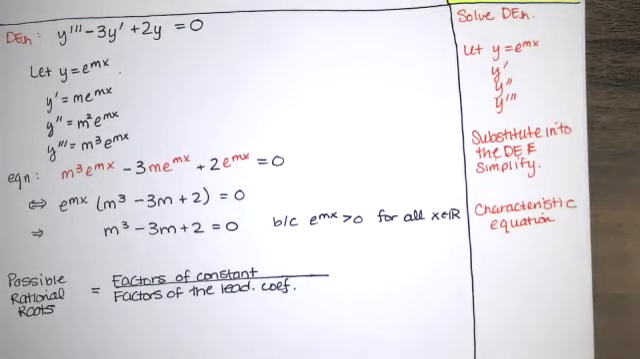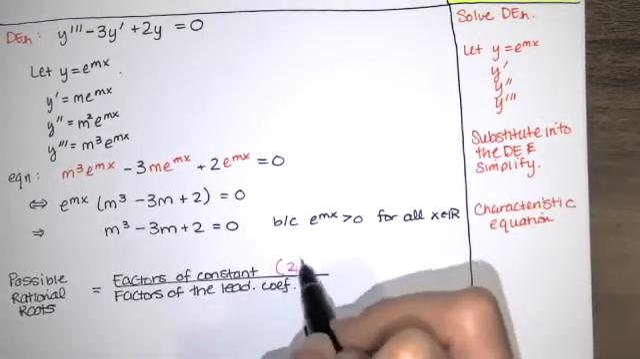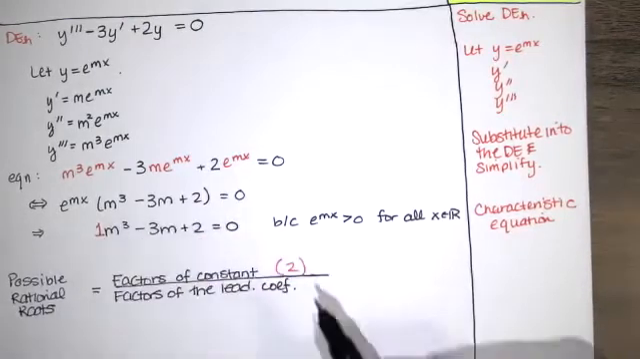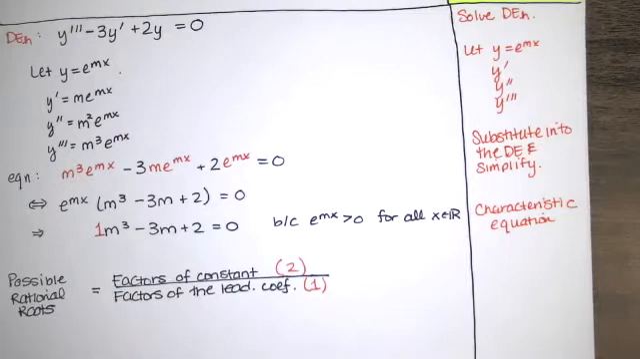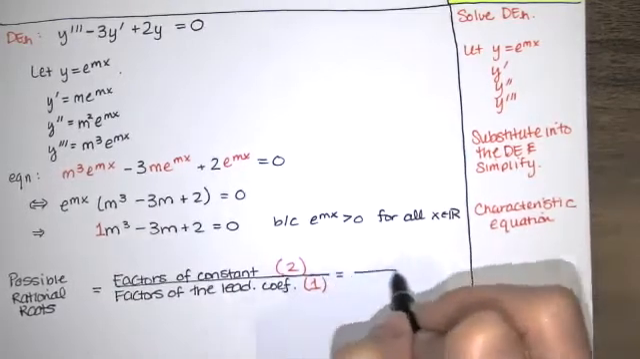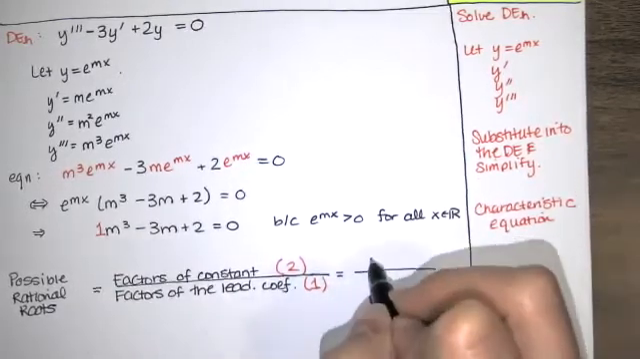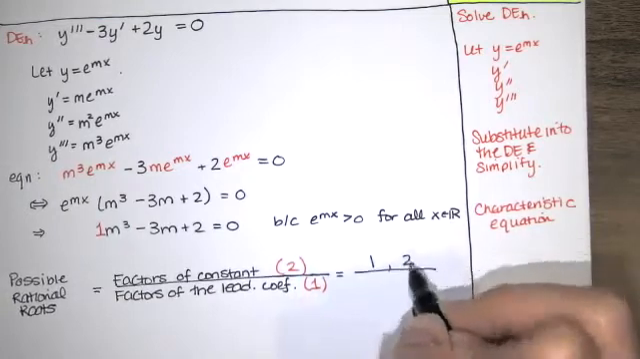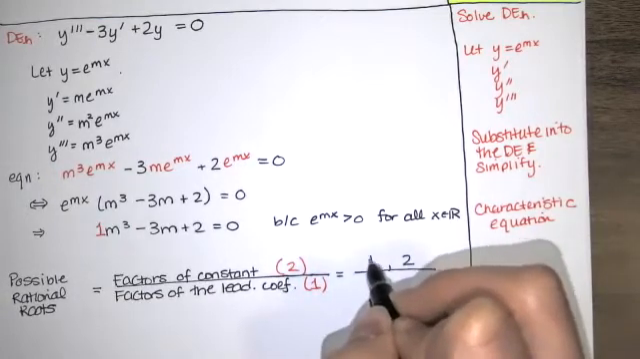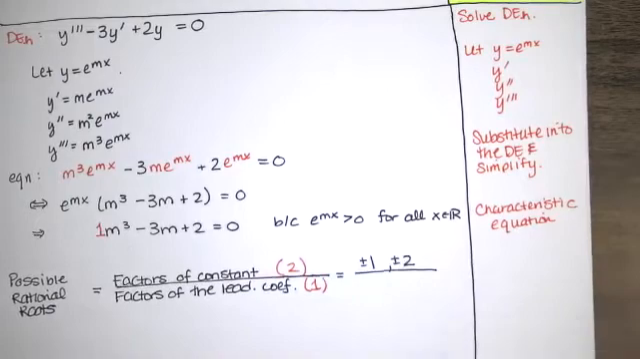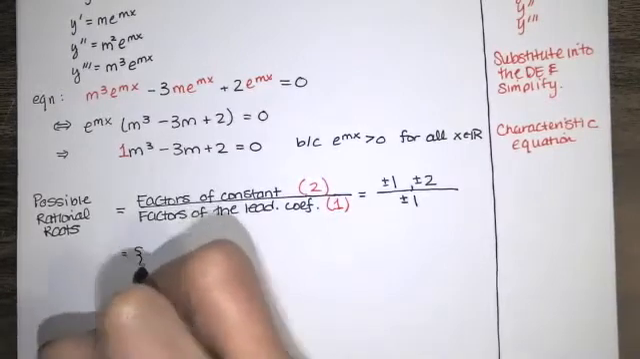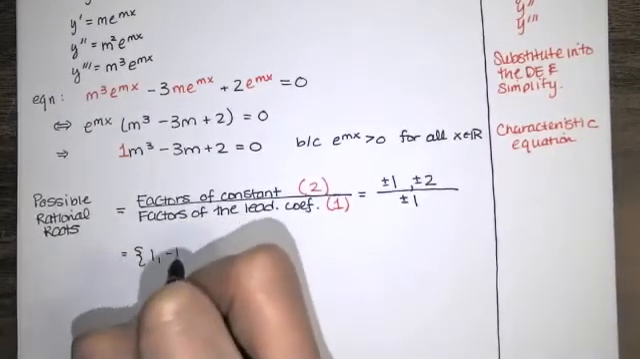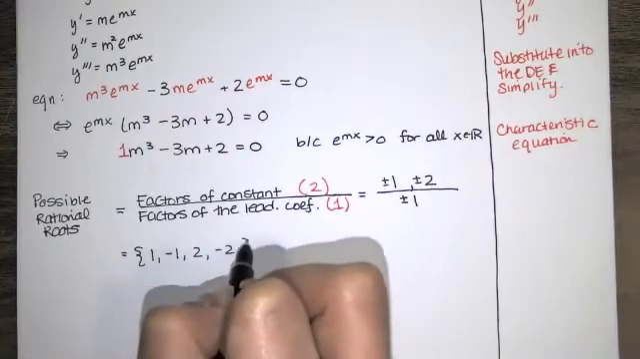And the factors of the constant are the factors of 2, and the leading coefficient is an implied 1. So we actually don't have very many possible rational roots this time. 1 times 2 is 2, and -1 times -2 is positive 2. So we got plus and minus 1 and plus and minus 2. Factors of 1 are plus and minus 1. So the possible rational roots of that polynomial equation are 1 and -1, 2 and -2.